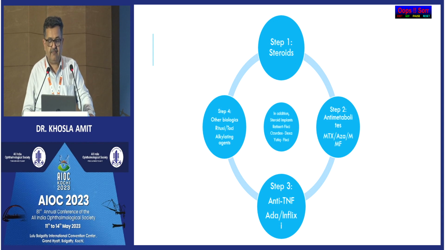You can jump from one step to the other when you're using immunosuppression, and you can use steroid implants intermittently when you feel that it is not responding. But don't use it as a single treatment because they only work for 3 to 6 months.